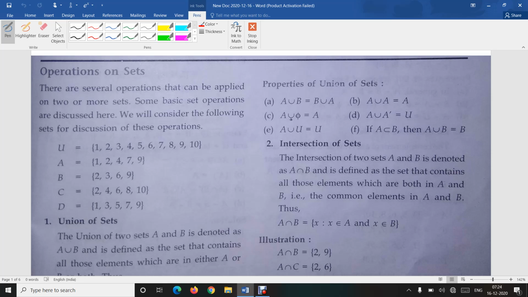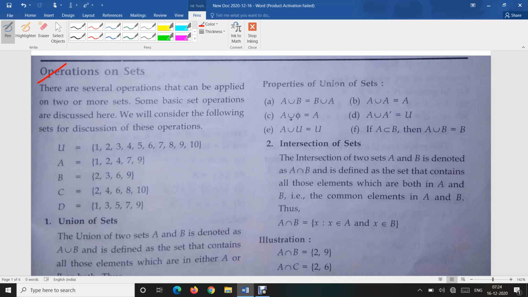The name of the topic is operations on sets. So what do you mean by operations on sets? There are some operations which can be used for two or more sets. That means several operations that we can apply to two or more sets. So let us discuss some operations here.